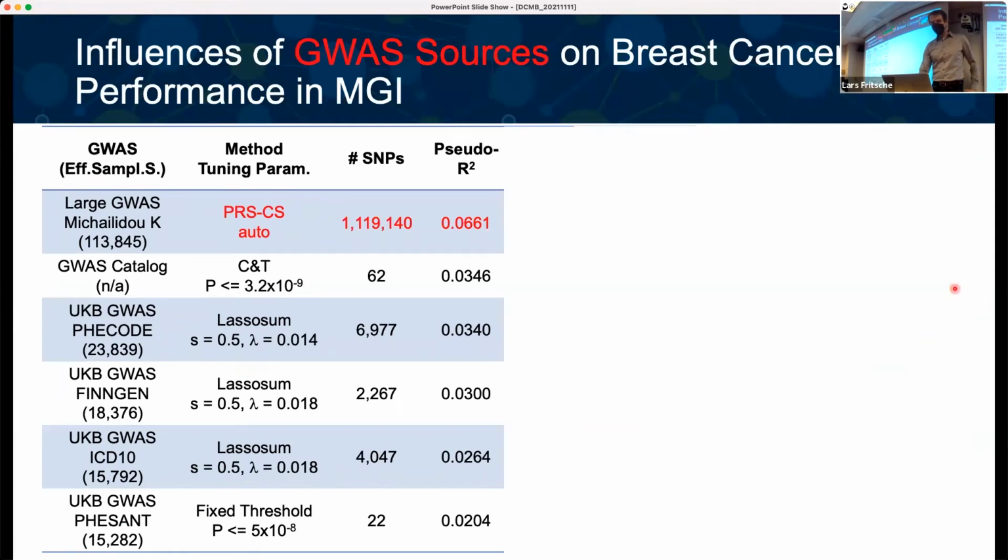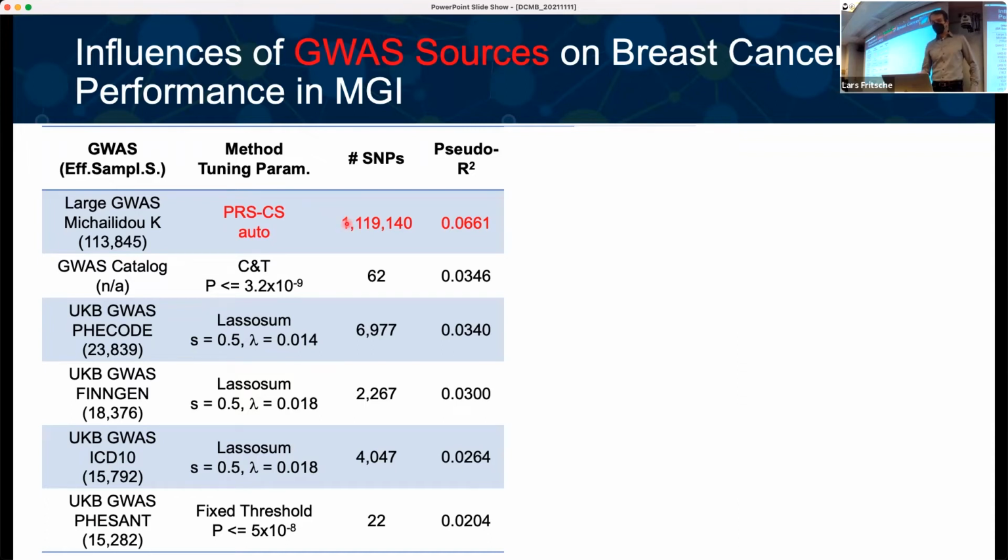Then, of course, we're interested to see which of the GWAS sources works best. We had different sets, for example, a large published study on breast cancer. We used all the top GWAS hits from the GWAS Catalog and used 4 different GWAS on MGI Biobank breast cancer cohorts. And here they use different phenotype definitions, so that's why they are different. We found that this large GWAS meta-analysis with the largest sample size outperformed all the other approaches. And that's what we usually see.